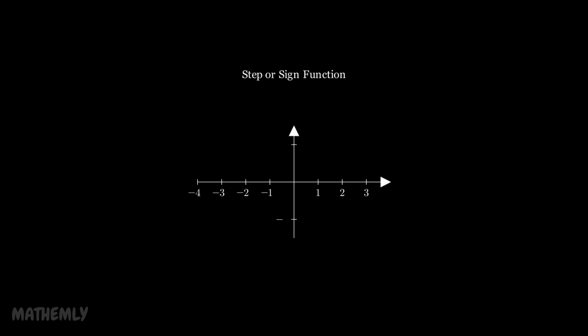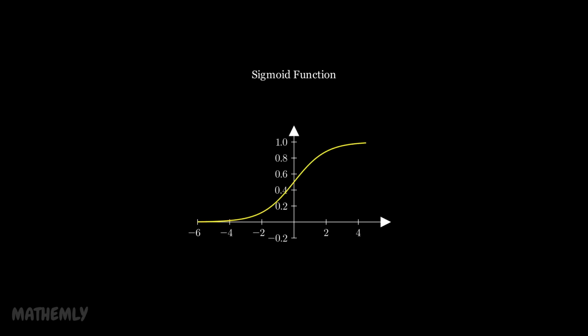Step or sign function. This is the simplest. It outputs one class if the input is above a threshold and another if it is below. It is easy to understand but not smooth, which makes it hard for the networks to learn. Sigmoid function. A smooth S-shaped curve that squashes values between 0 and 1. This is perfect for probabilities and it is often used in the final layer of binary classification tasks.